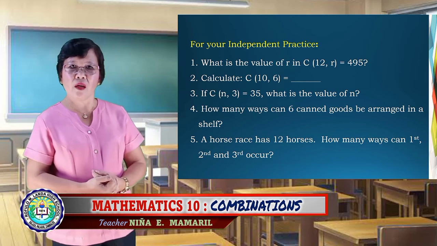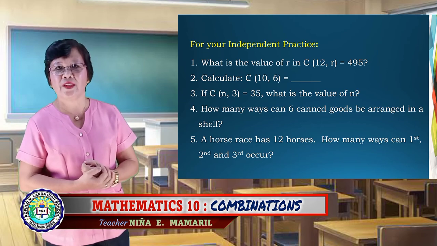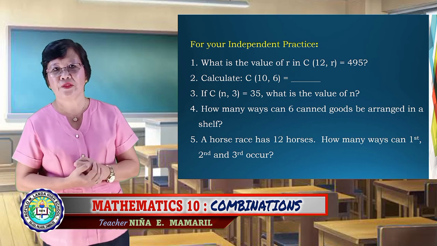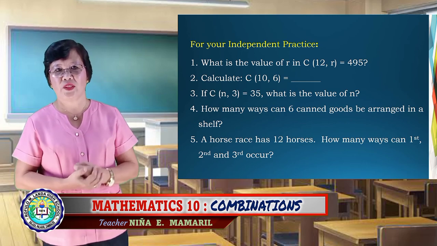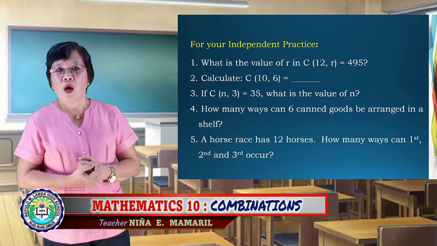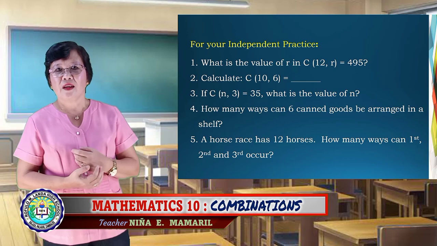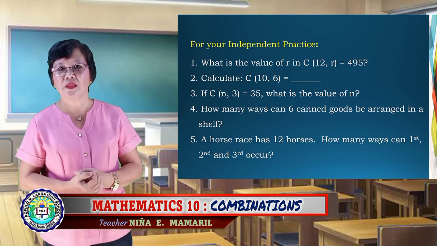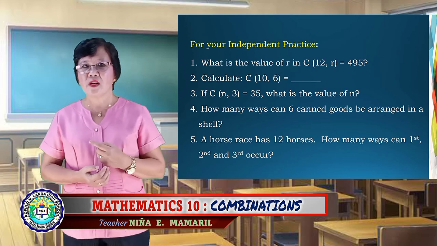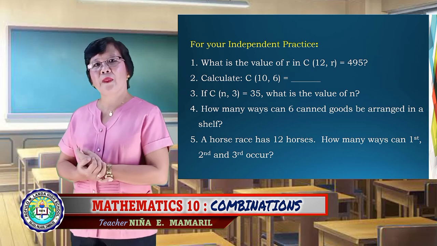And number 4. How many ways can 6 canned goods be arranged in a shelf? And last question in this activity, number 5. A horse race has 12 horses. How many ways can first, second, and third occur?